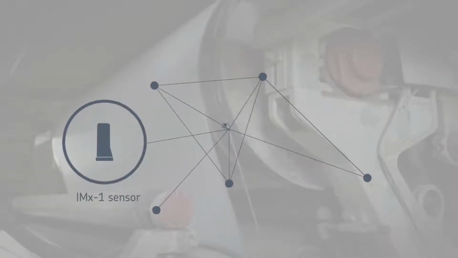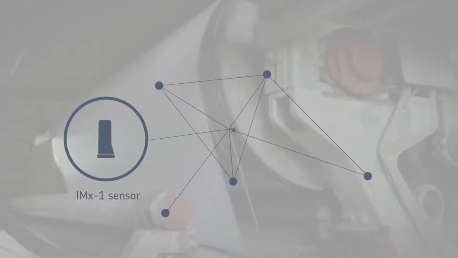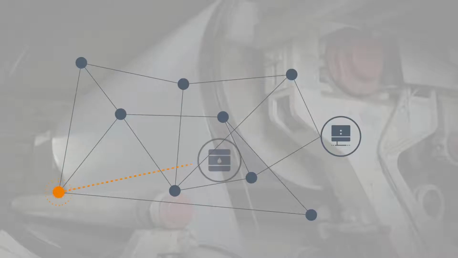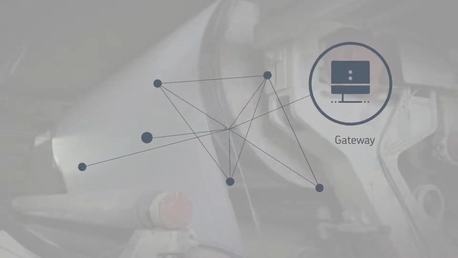SKF Enlight Collect IMx One wireless sensors monitor your equipment and collect their vibration and temperature data. The data is transmitted over a mesh network, making it possible to work around obstacles in industrial environments and pass it on to the SKF Enlight Collect gateway.